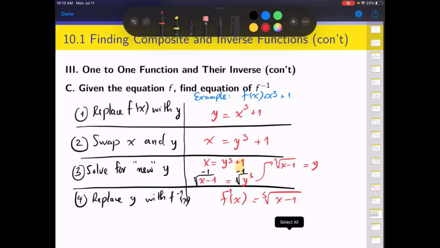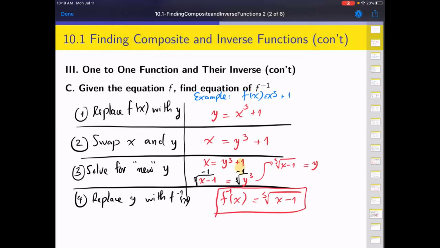Oh, f inverse, my bad, f inverse. Bye. Bye. All right. Okay, you too.